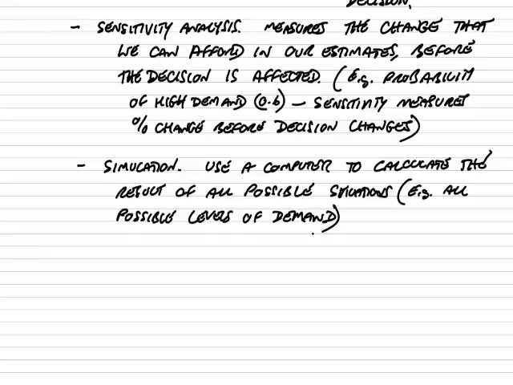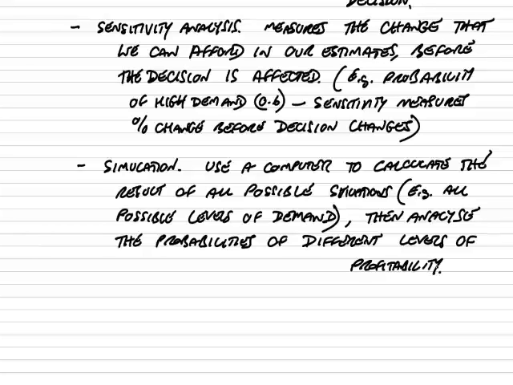Here it just said it was either 120 or 190, but realistically the demand is likely to be a whole range of demands. It might be anything between 120 and 190. Well, you could use a computer to deal with all possible levels of demand and then analyse the probabilities of different levels of profitability. And so there we are.